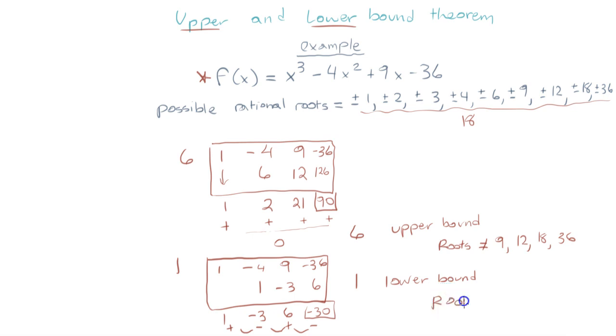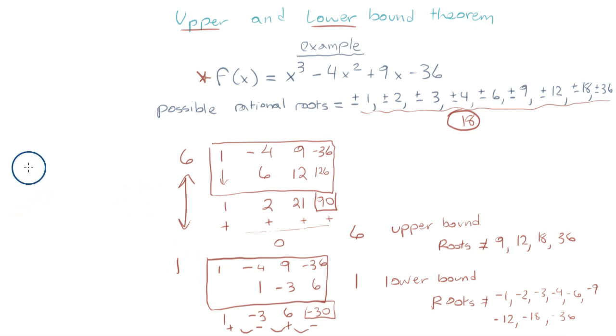And so we don't need to test our roots of, well, anything that's negative, right? So we've already tested 1, so we wouldn't have to test -1, -2, -3, -4, -6, -9, -12, -18, -36. We don't have to test them. And that's really great, because of our 18 possible roots, we have now narrowed our search. Only roots between 1 and 6 can be our answer.